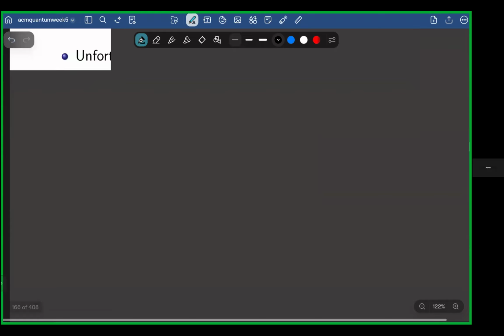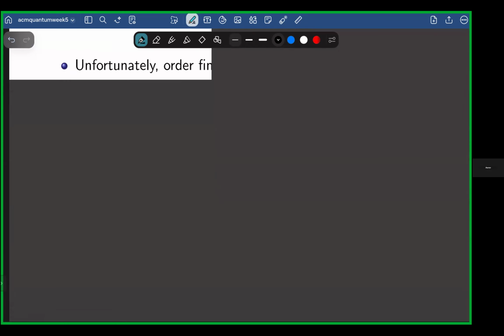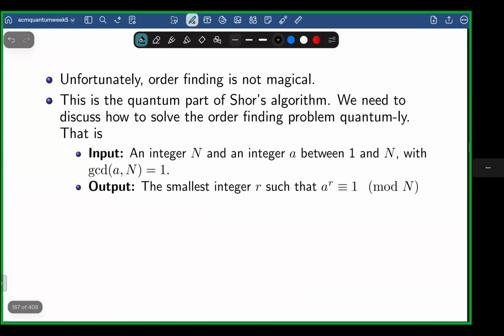Okay. I think that's it for order. That's it for the reduction. So that was the reduction, that factoring reduces to order finding. So now we're going to go over quantum order finding. It's not magical. This is the quantum part of Shor's algorithm.